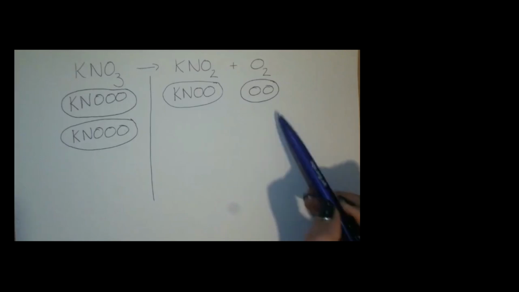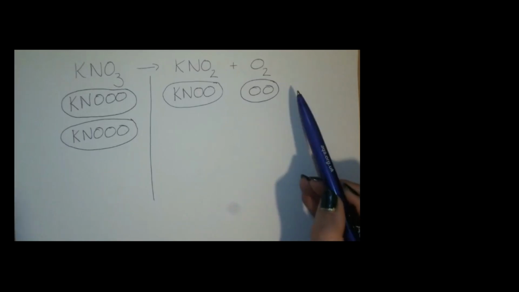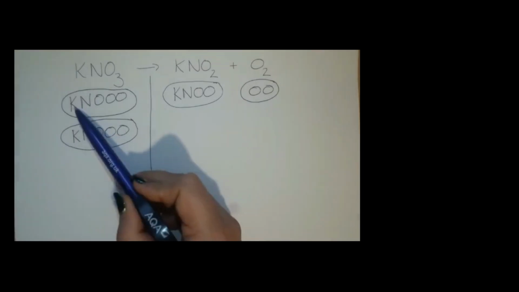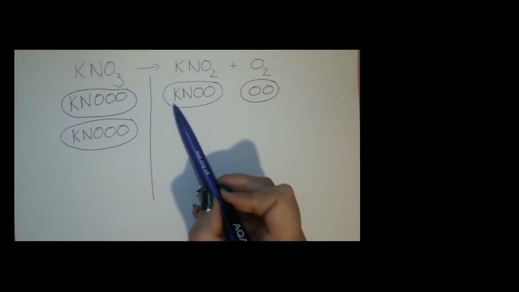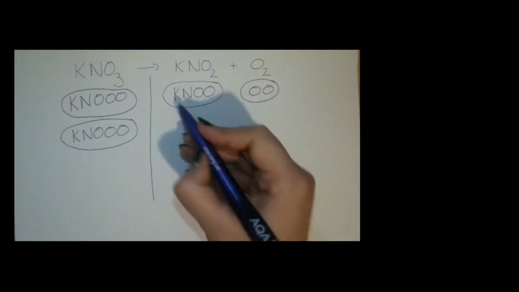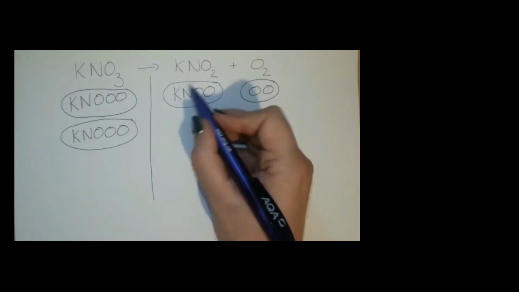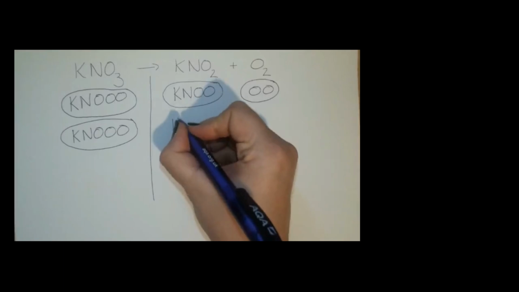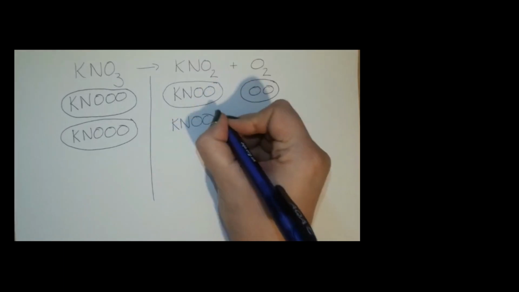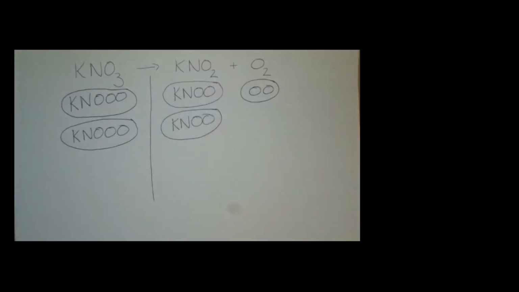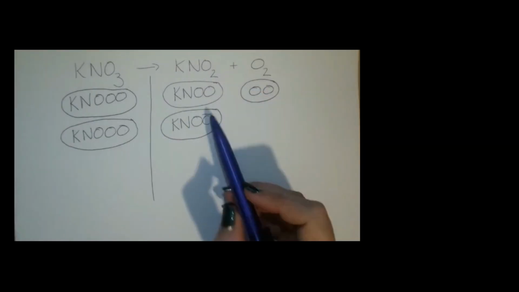Now what I could do is just add some oxygen here, but actually something else is now unbalanced. My potassiums and my nitrogens, I've got 2 on this side, but only 1 on this side. So let's go back and rebalance those. And the only way I can do that is by producing another one of these. So let's have a look and see what's happened here.